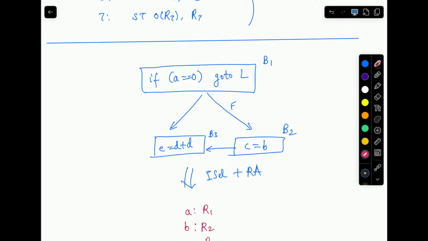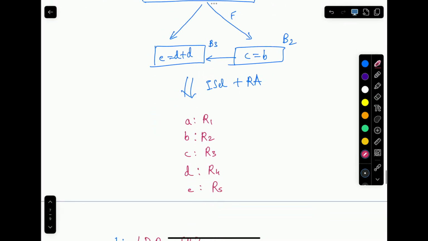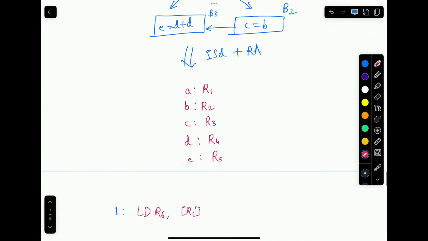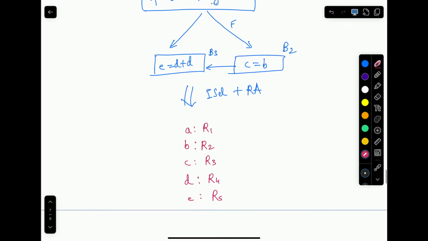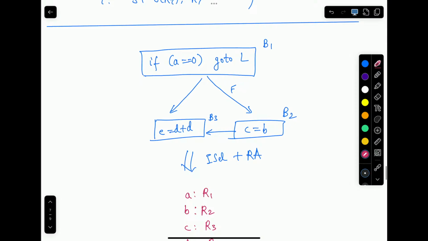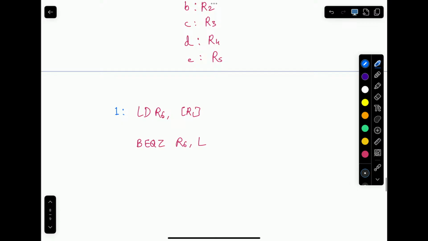Now I want to check whether it is 0. If it is 0, I need to jump to some branch, I mean, I need to jump to the label L, let us say. So let's say I have an instruction here, branch if equal to 0, R6, if it is equal to 0, then branch to L. So if A equals 0, go to L. Let's say this was L.